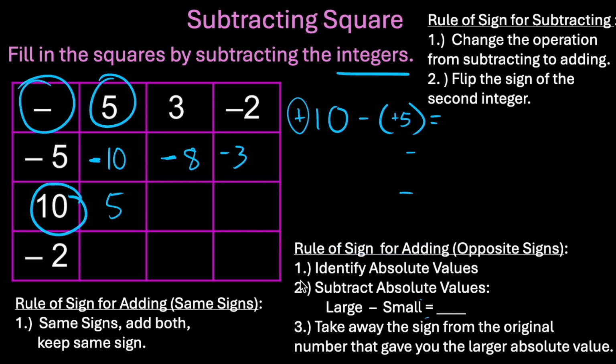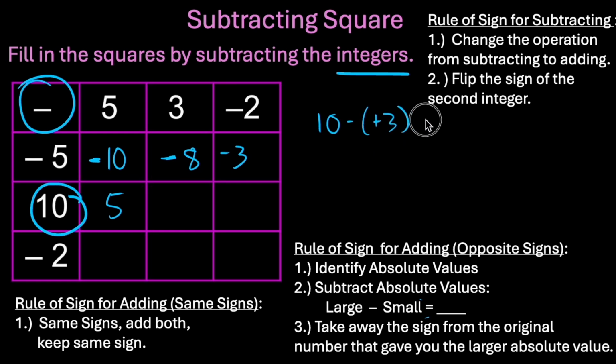Erase all this. There we go. All right, next problem. We have 10 minus positive 3. Okay, same thing. We bring down the 10, we change the minus to a positive, and then we flip the positive 3 to a negative 3. And then mentally, we know the absolute value of 10 is 10, and the absolute value of negative 3 is 3. So that checks the first step.